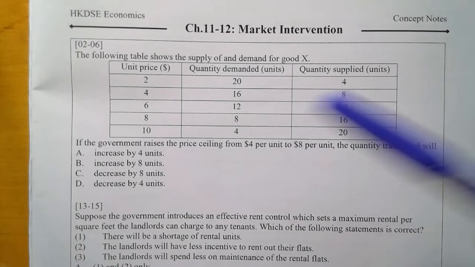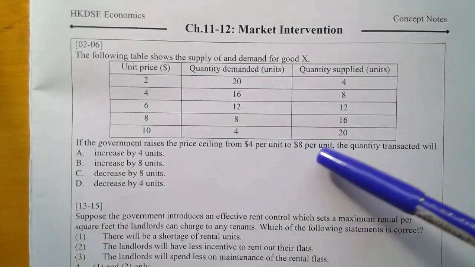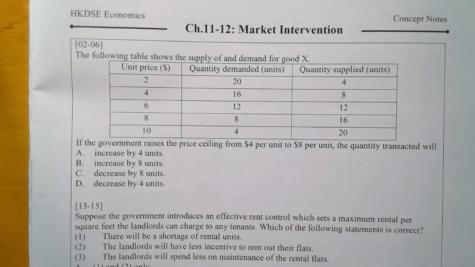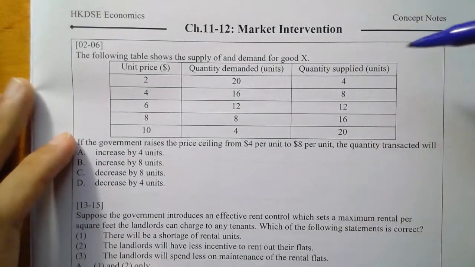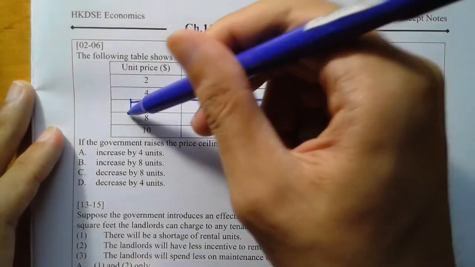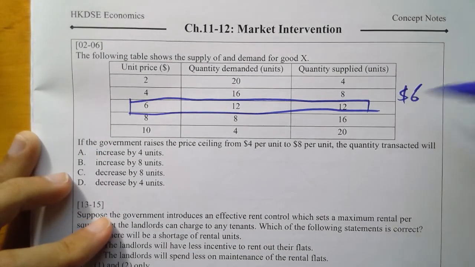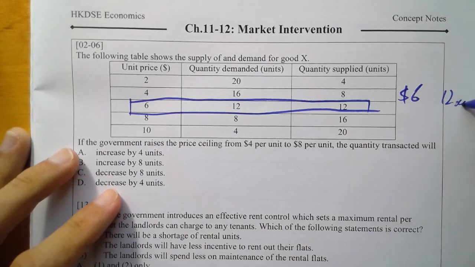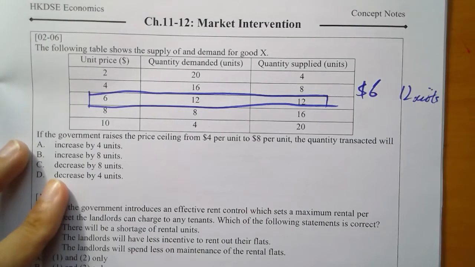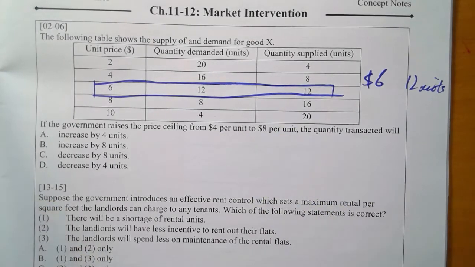Moving on. Now, table form. This is the table for our demand and supply. Now assume the government raised the price ceiling from $4 to $8. Now remember, first of all, you mark the original. The original here is $6, 12 units. Okay, this is the original. Now, from 4 to 8. Now let's do 4 first.